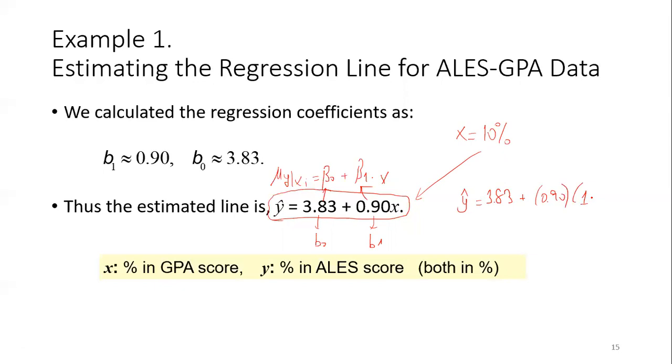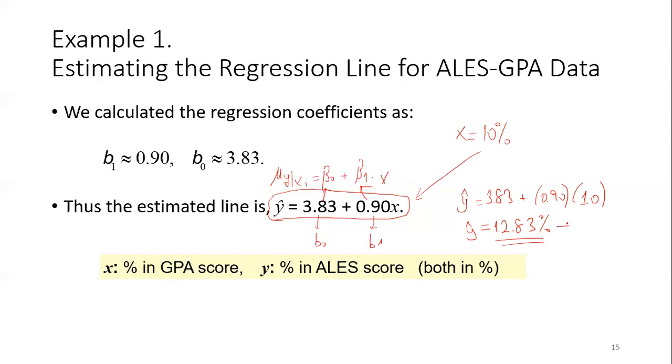Times 10%. So I will just write it like this, because that's the 10%. That's how we construct this regression. So 10 times 0.90 is equal to 9. So this is equal to 12.83. Okay, y hat is 12.83%. So what does this mean?